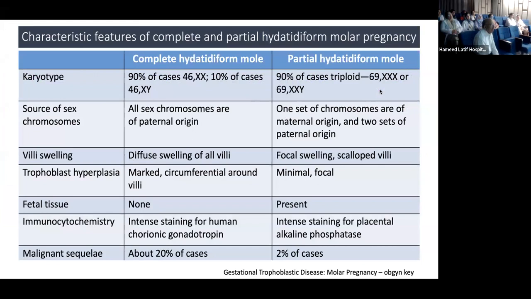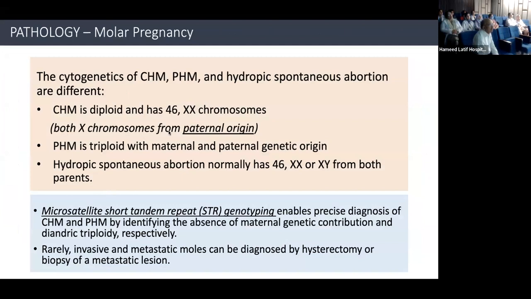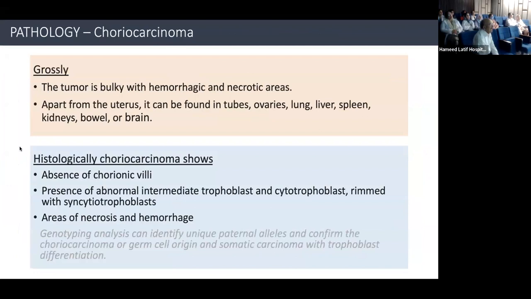These are characteristic features of complete and incomplete or partial mole. Cytogenetics we have already discussed earlier, 46XX and the other one. And choriocarcinoma is grossly bulky with hemorrhagic and necrotic areas.